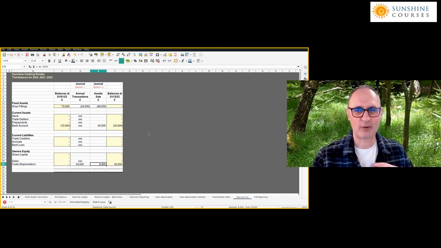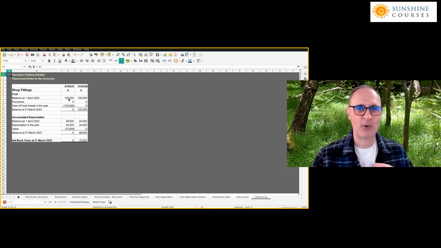The final thing I want to do is to show you what that looks like when you're reporting it. So when we're reporting it in the accounts, we show £120,000 brought forward. Our costs at the beginning of the period were £120,000. We've got no purchases. We have a new line in the cost section saying sale of fixed assets in the year. And in this case, we sold £120,000, which brings our cost to zero.